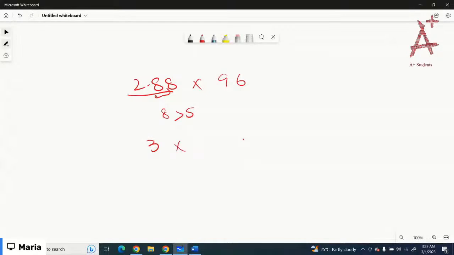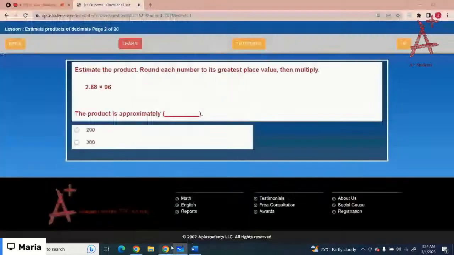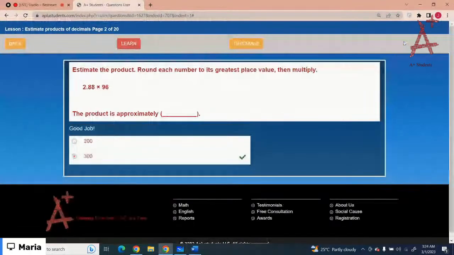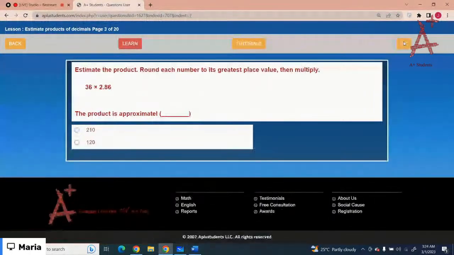Okay, now just look at the 96. The digit at the highest place value is 9, and the digit right next to 9 is 6. You have to compare this digit to 5. 6 is greater than 5. You have to round up, add 1 to the digit at the highest position and replace the other digit with 0. So 9 plus 1 is 10 and replace the 6 with 0. So it would be 100. So 100 times 3 is 300. Got it? So the correct option is 300. Got it, everyone? If you have any question or confusion, you can just write it down in the chat box. I'm here to answer all your questions and confusion if you have any.